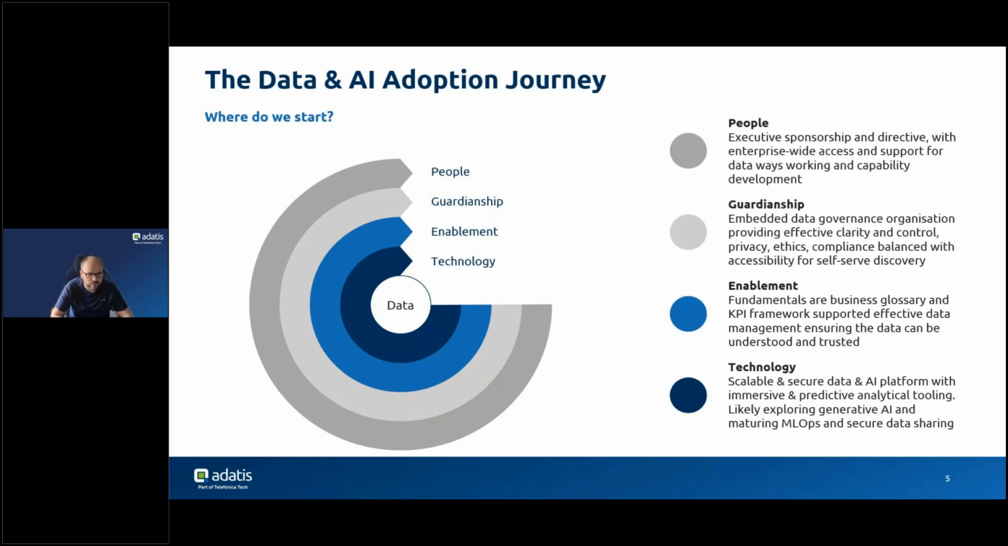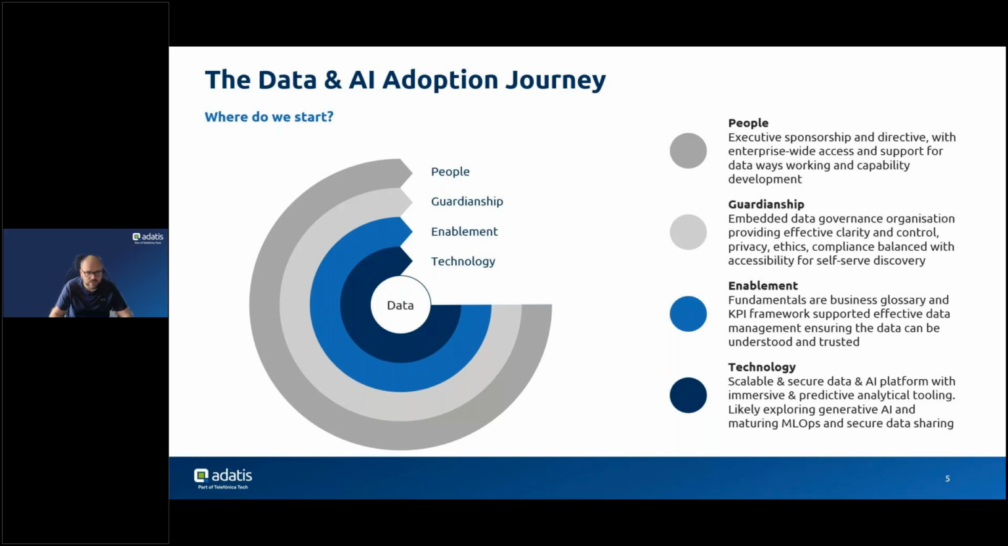And then we need to make sure that we've got the right guardianship in place. So making sure we've got the right governance and security to ensure that we know what data is being used where, and how that data should be classified, so we can make sure that sensitive data is secured appropriately and data is being used in an ethical and compliant way.